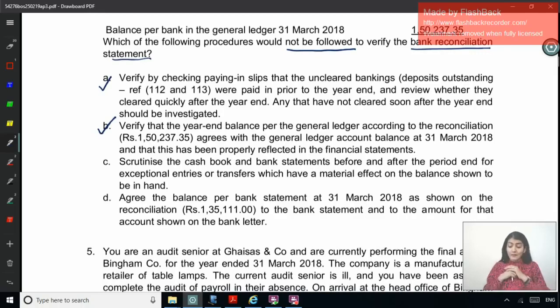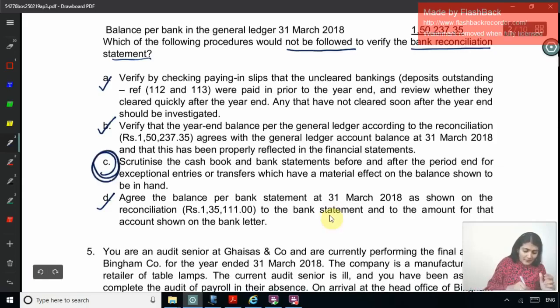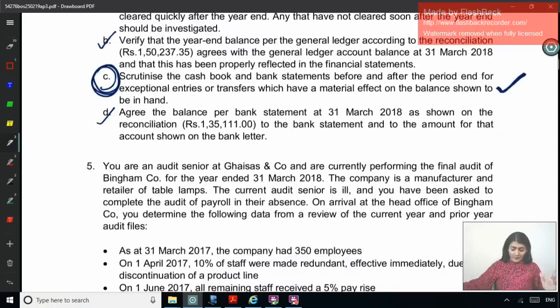Agree the balance as per the bank statement as shown under reconciliation to the bank statement. So obviously the balance as per bank statement we will reconcile with the balance shown in the bank statement. Right, so we will check for the add items, we will check for balance as per books, we will check for balance as per the bank. So obviously the incorrect answer over here, the procedure which would not be followed, the answer for us over here is going to be C. Right, which is going to be the answer C.